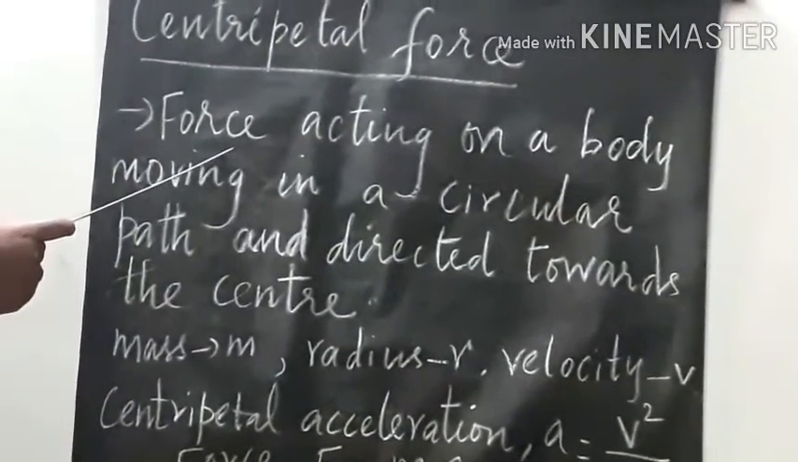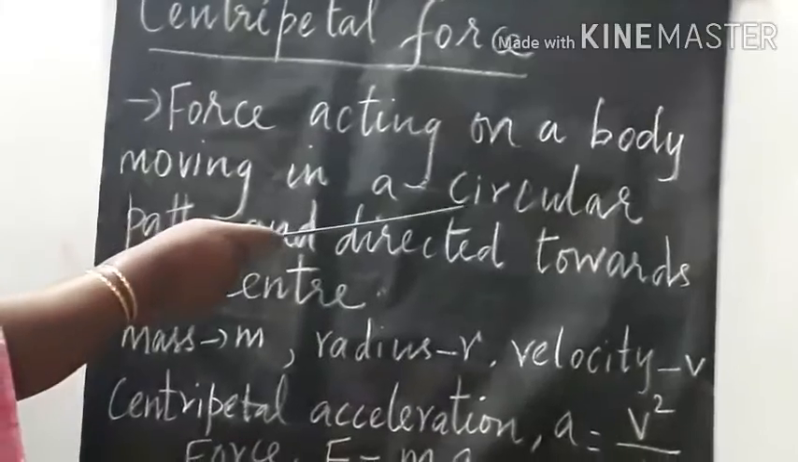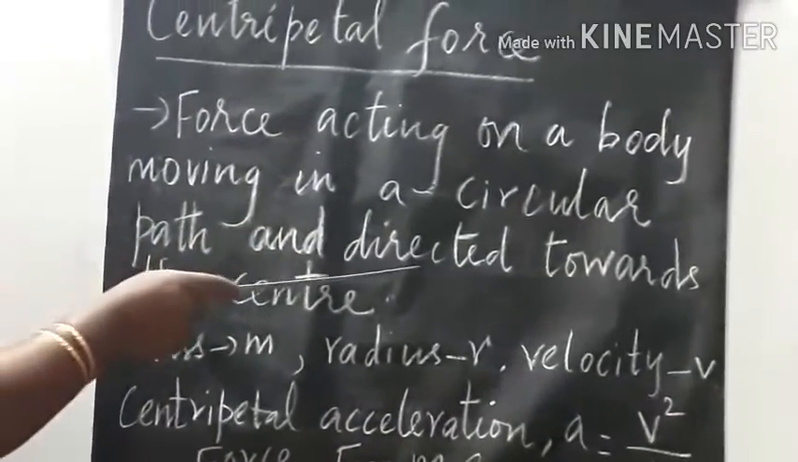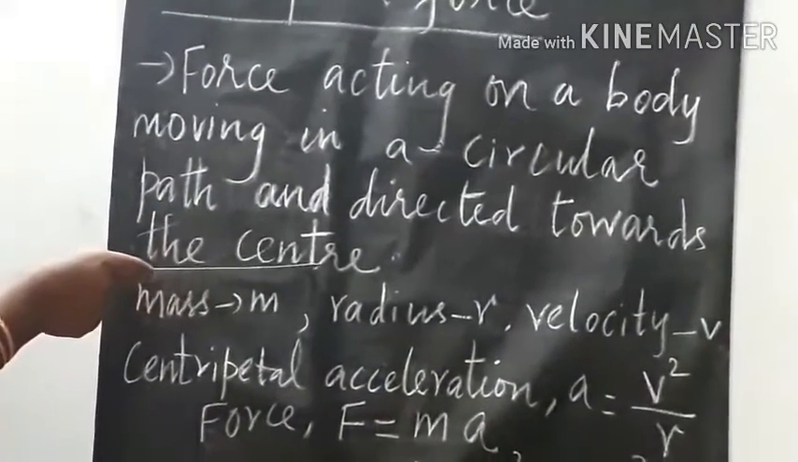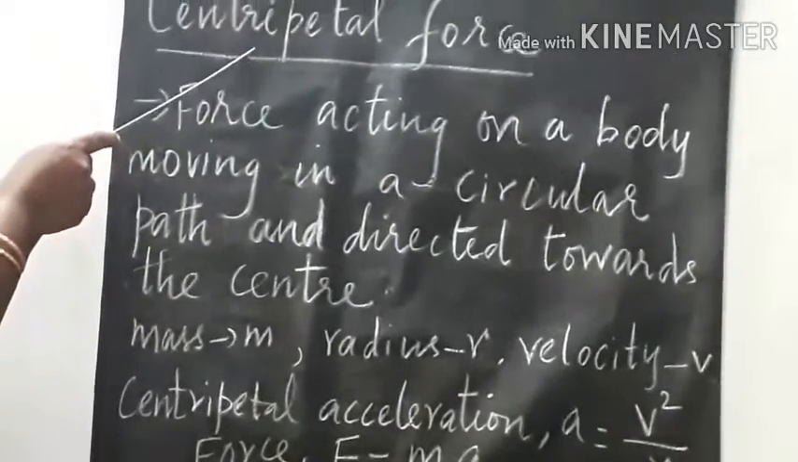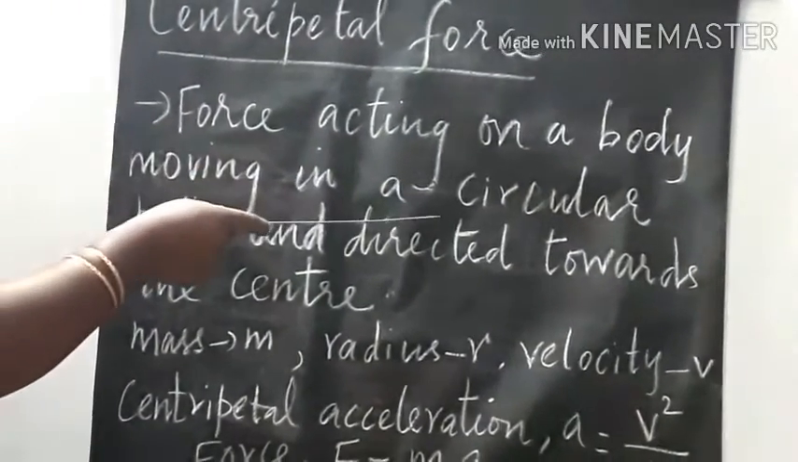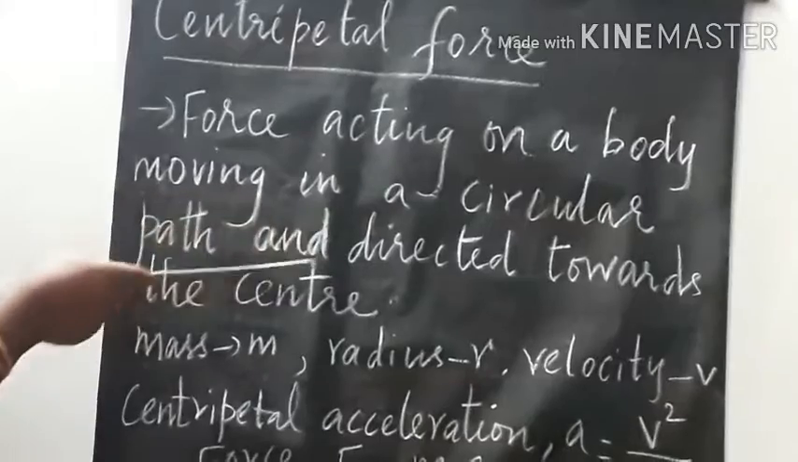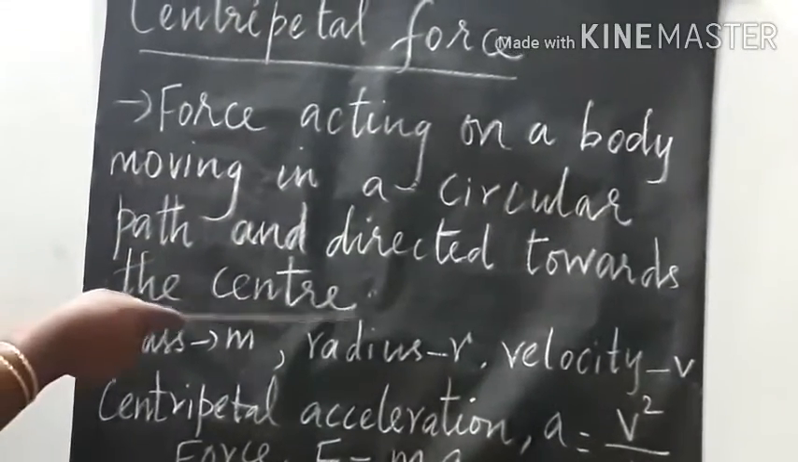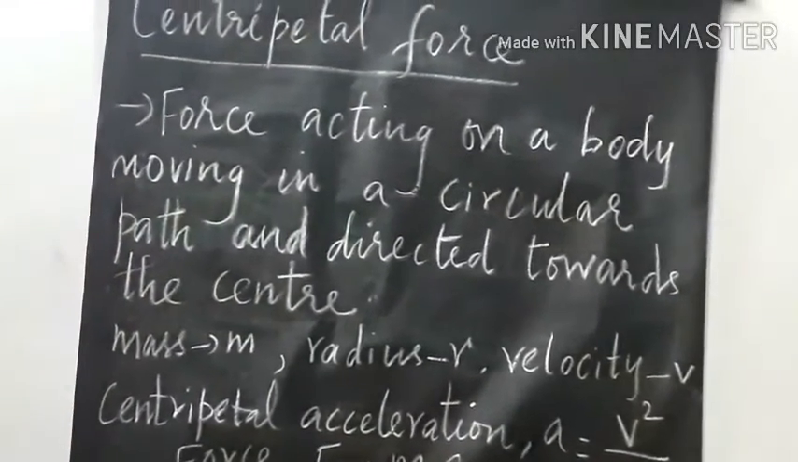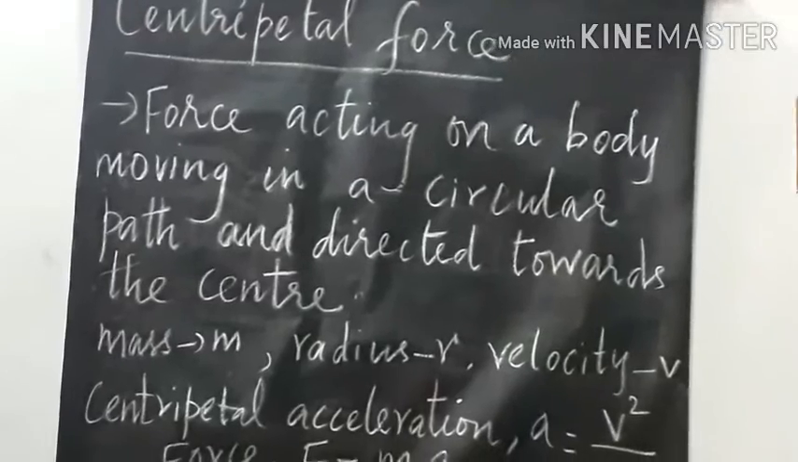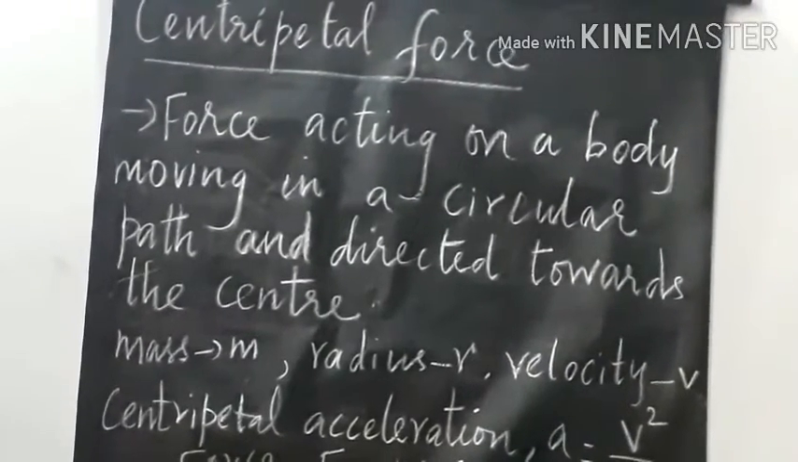What is the centripetal force? The force acting on a moving body in a circular path and directed towards the center is called a centripetal force. So in a uniform circular motion, the force that is acting towards the center is called a centripetal force. Now let us derive an equation for centripetal force.